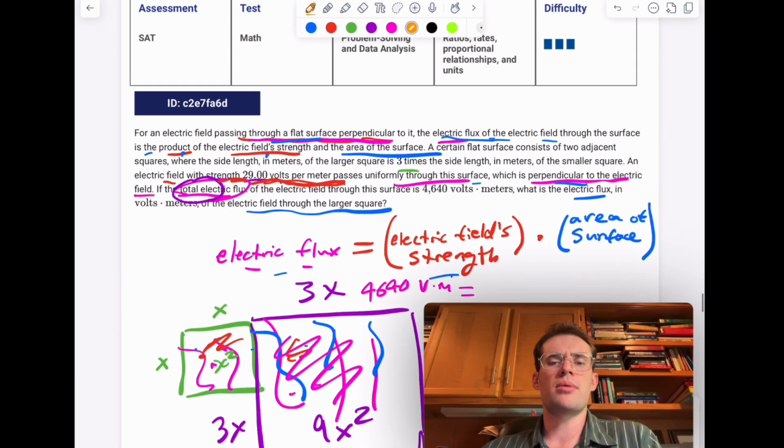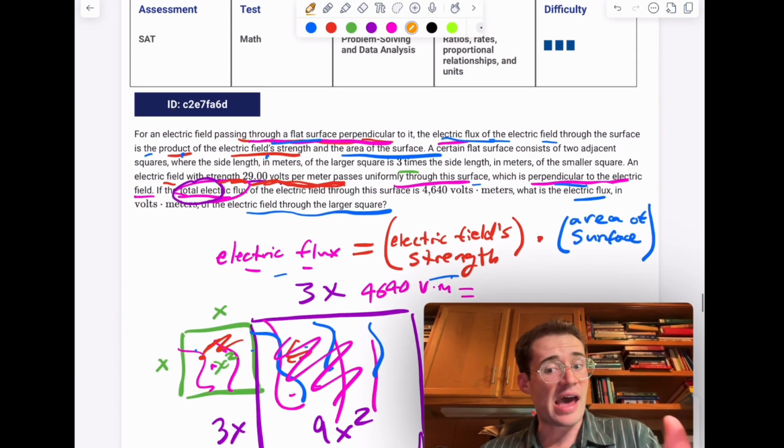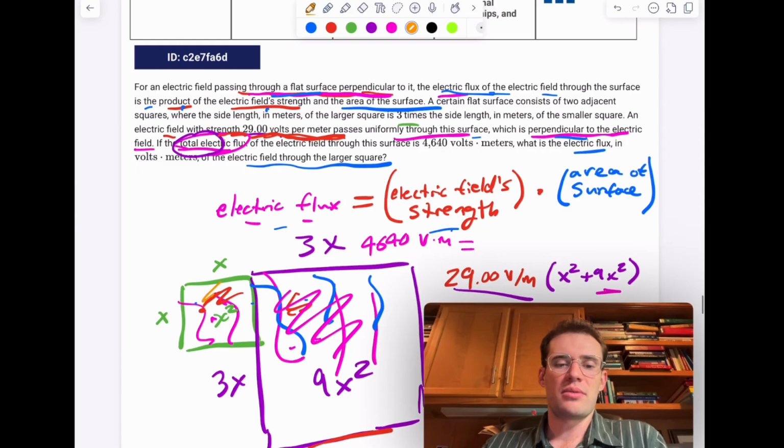Now, this was a tricky problem, not because of the math. The actual math involved is not that difficult. It's more the physics of it: how to set up the problem and understand what's going on. And as long as you're reading carefully, the hardest part is figuring out what you're doing with these areas and making sure you understand that.